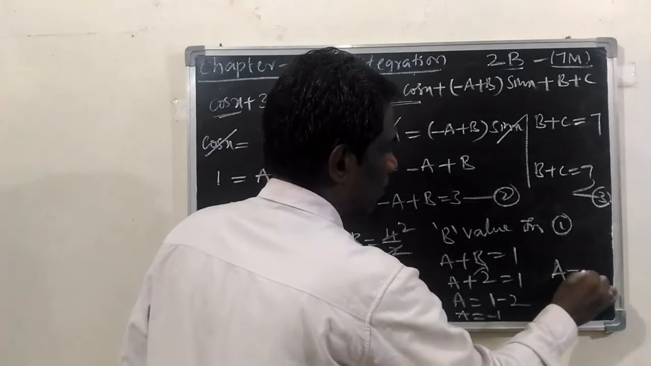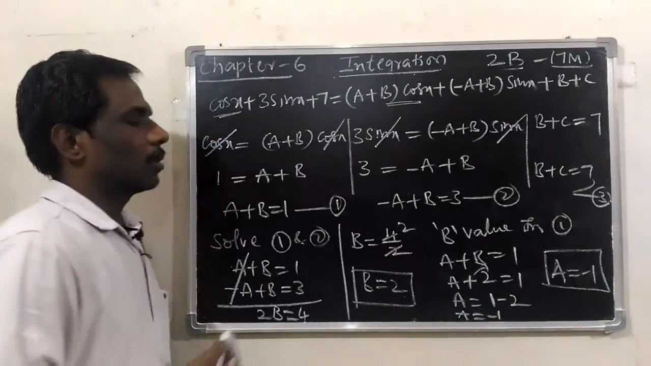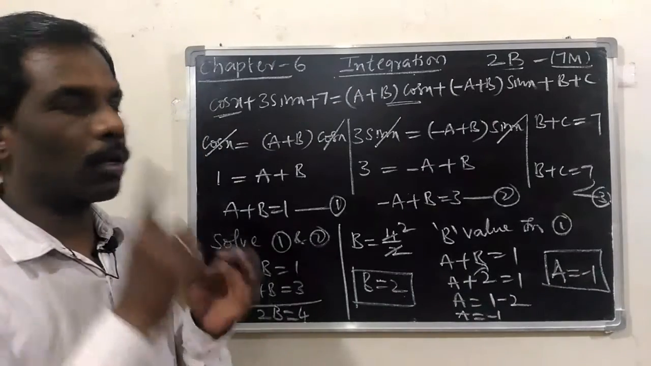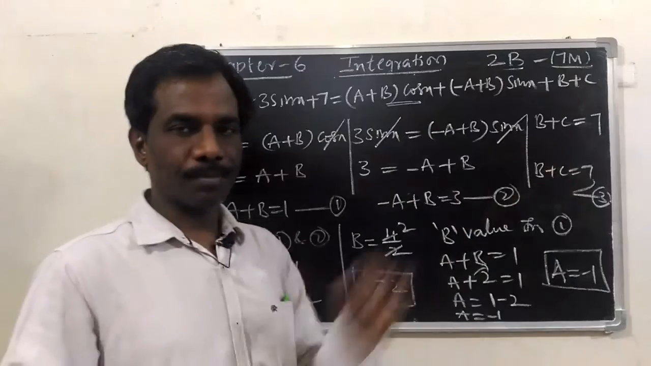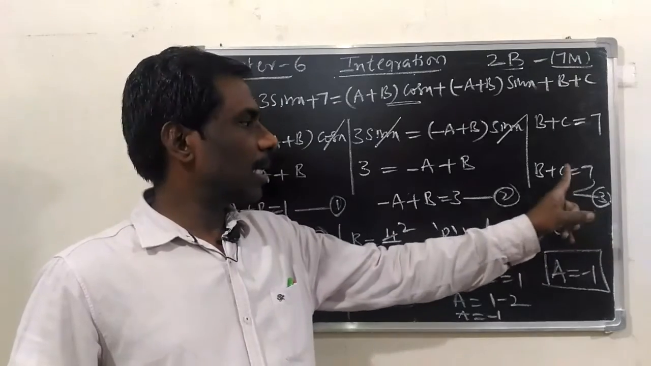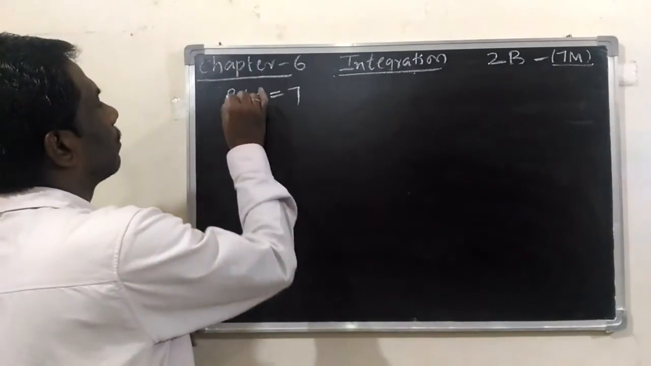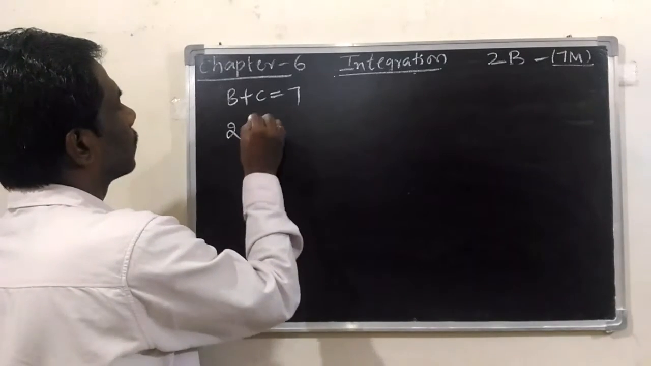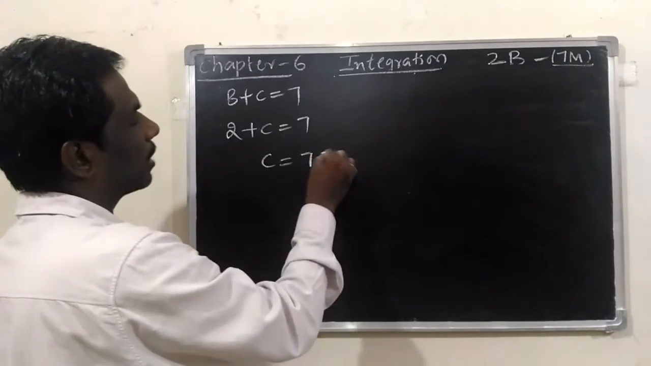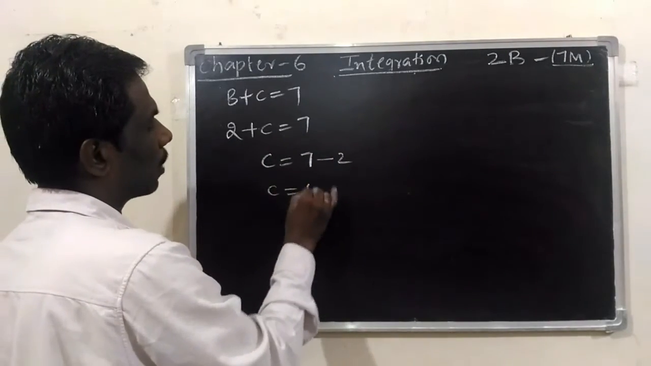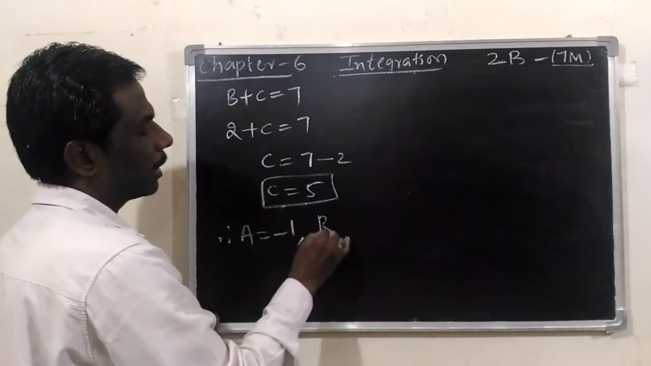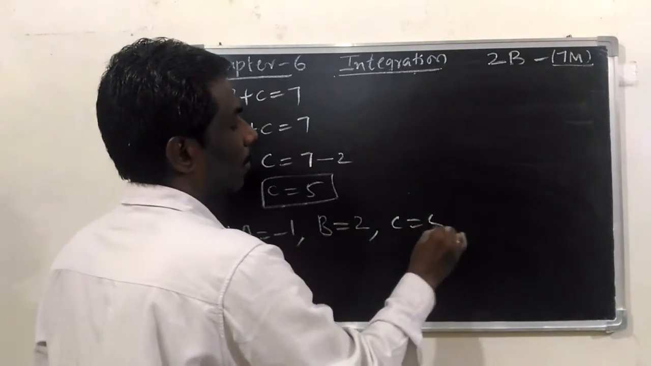Therefore, a is equal to what? Minus 1. So now we got a is equal to minus 1 and b is equal to 2, and one more variable we need to find out, that is c. If we substitute the b value in equation 3, then we get the c value. Now the b value is 2. So 2 plus c is equal to 7. Then c is equal to 7, and this 2 transferred to the right side becomes minus 2. So c is equal to 5. Therefore a is equal to minus 1, b is equal to 2 and c is equal to 5.